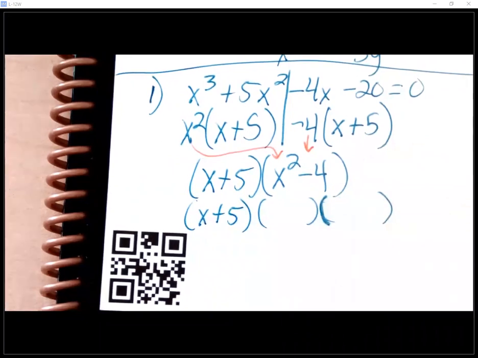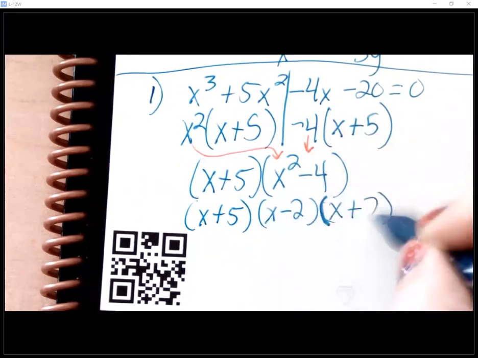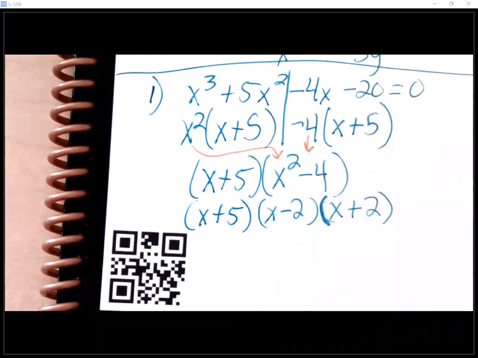I have x minus 2 and x plus 2. Remember that? Difference of 2 perfect squares? One's a plus, one's a minus. We just take the square root of each.